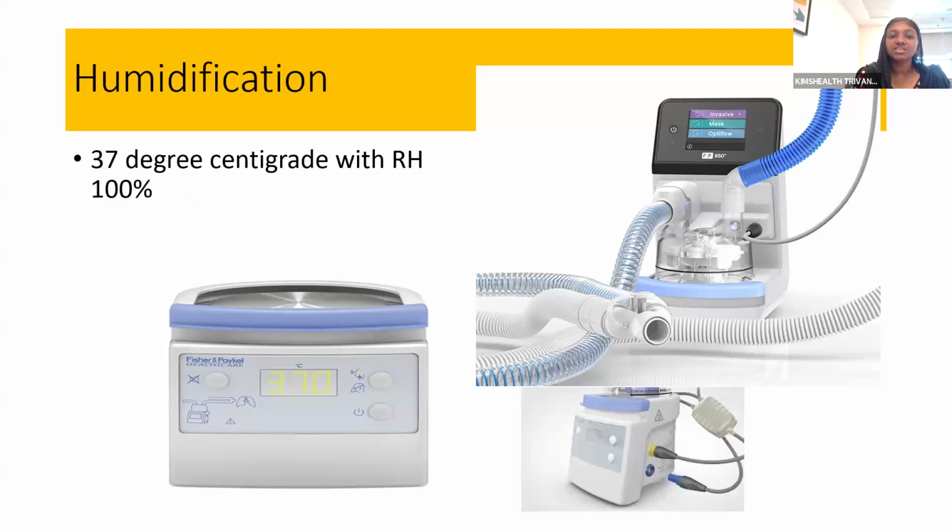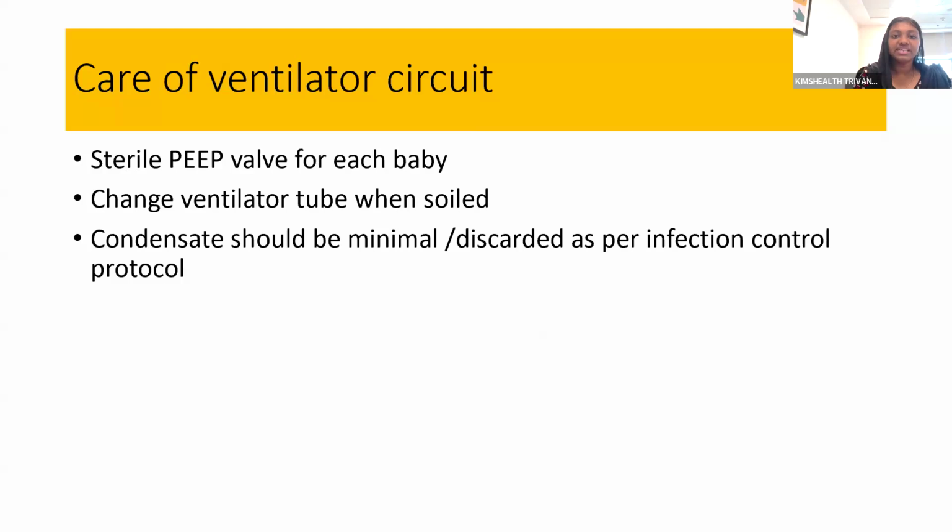Next is humidification. Humidifier temperature should be kept at 37 degrees centigrade. A good humidifier with no significant condensate in the circuit is very important to prevent VAP. Care of the ventilator circuit: a sterile PEEP valve for each baby. Change the ventilator tube when soiled. Condensate should be minimal or discarded as per infection control protocol.